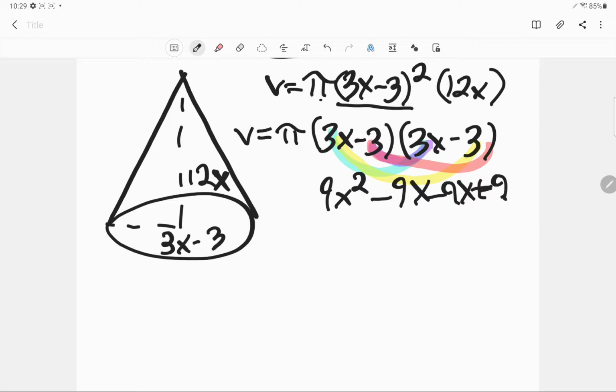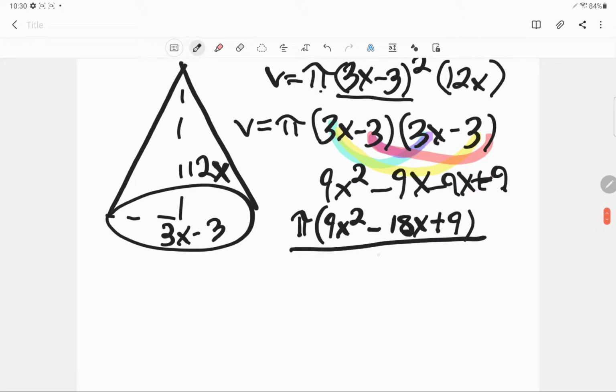I'm going to combine all my like terms, so I'm going to have 9x squared minus 18x plus 9. At this point, we're still missing two things. I'm missing my pi, right? That's in the very front. Plus, also what I'm missing is that I need to divide by 3.